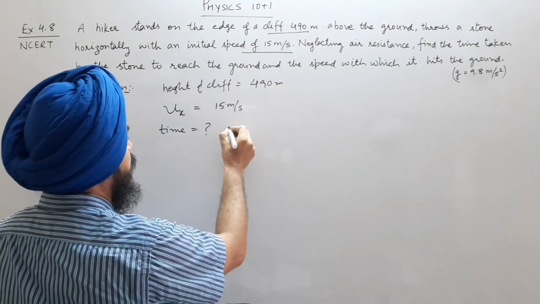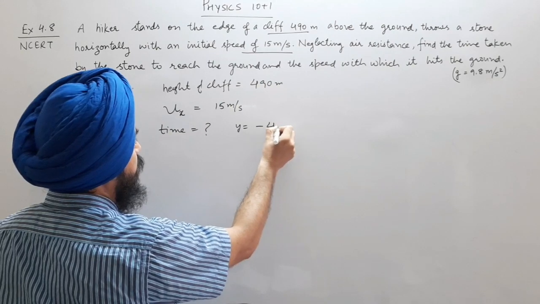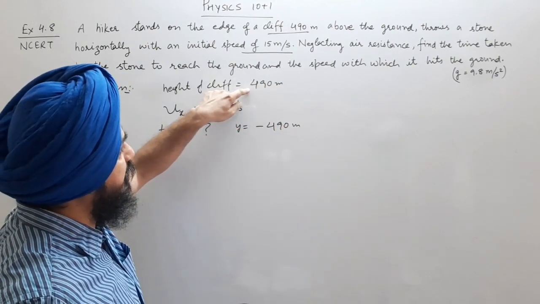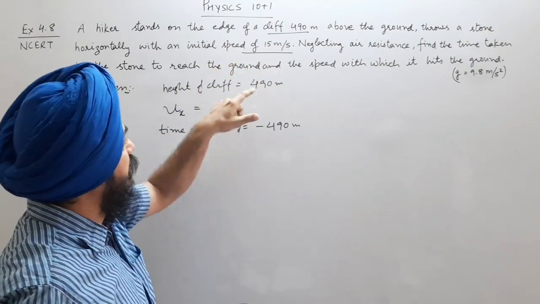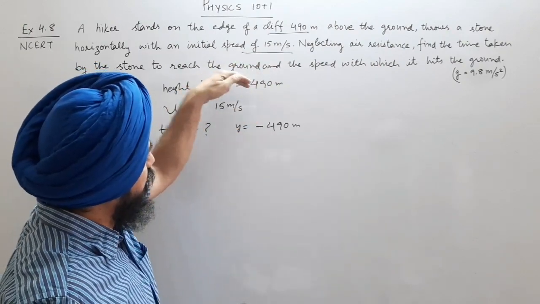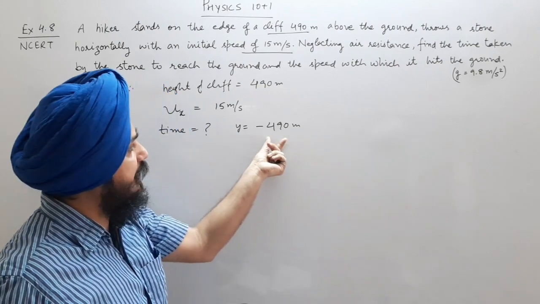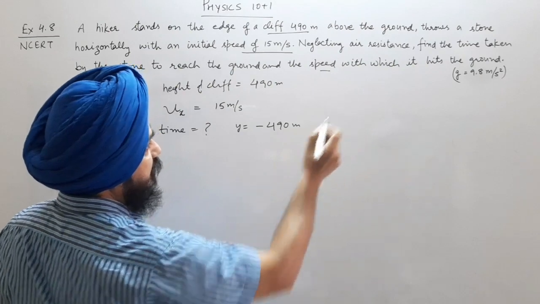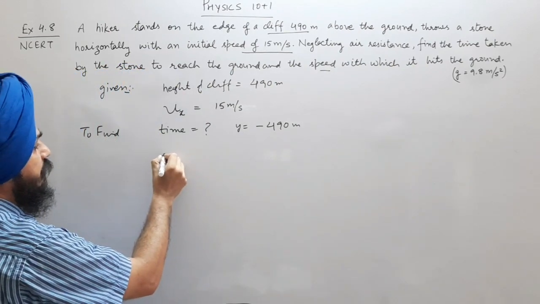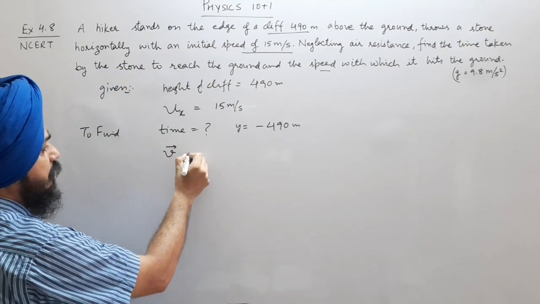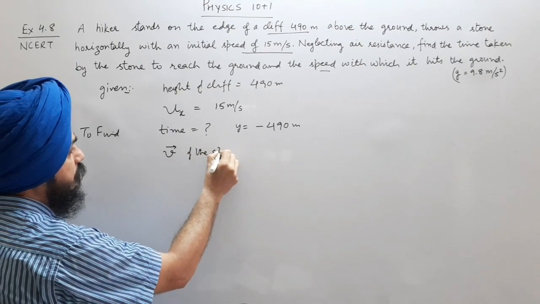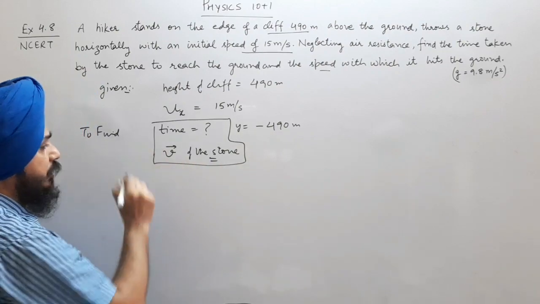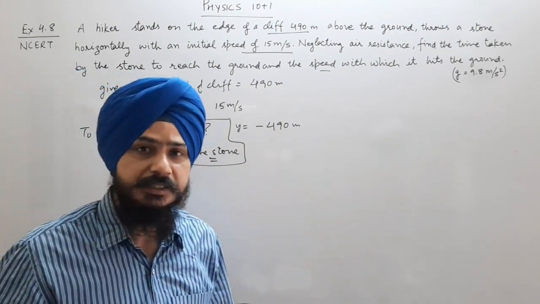Ground means it will reach at y equal to minus 490 meters, because the hiker is standing 490 meters above the ground, and when he throws the stone it will reach minus 490 meters. Secondly, we have to find the speed with which it hits the ground. So we will find the final velocity of the stone. These two things we are going to find in this problem.